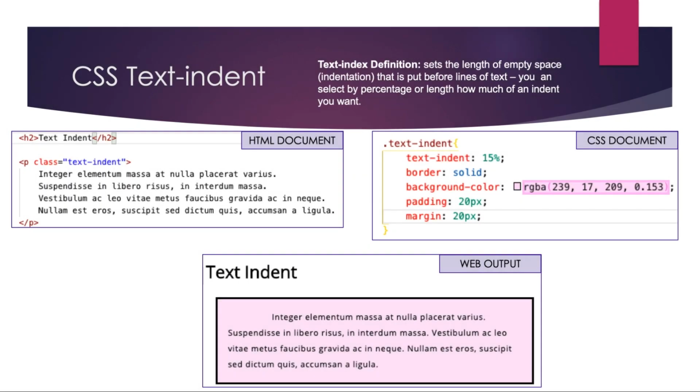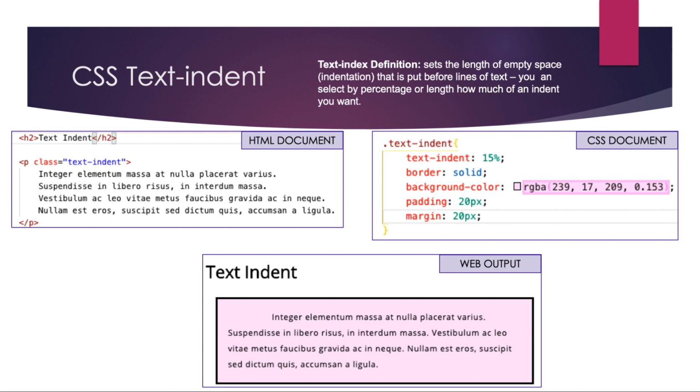Okay, next we have a pretty straightforward property, text-indent. So if you've ever indented text in a word processing application, you'll know exactly what this is. This sets the length of empty space that is put before lines of text, hence indentation. So you could select this by either the length that we've done before or the percentage.